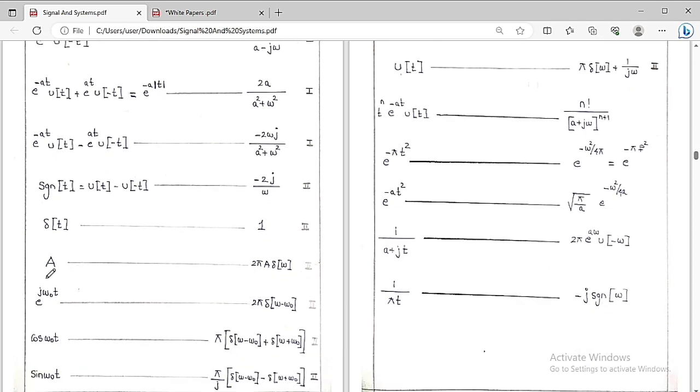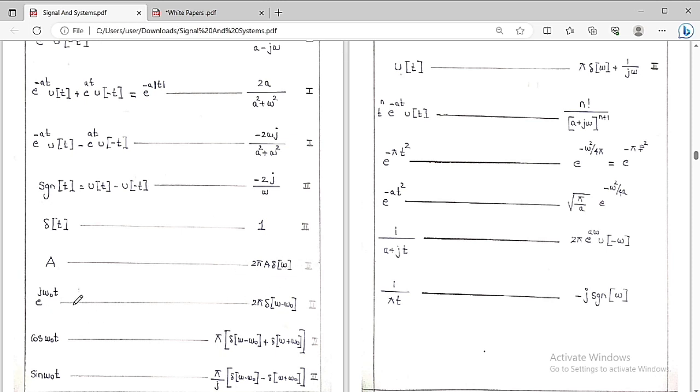For a, which is a constant signal, the Fourier transform is 2 pi a delta of omega. So 2 pi a delta of omega. This one you have to remember. So for a, it is 2 pi a delta of omega.